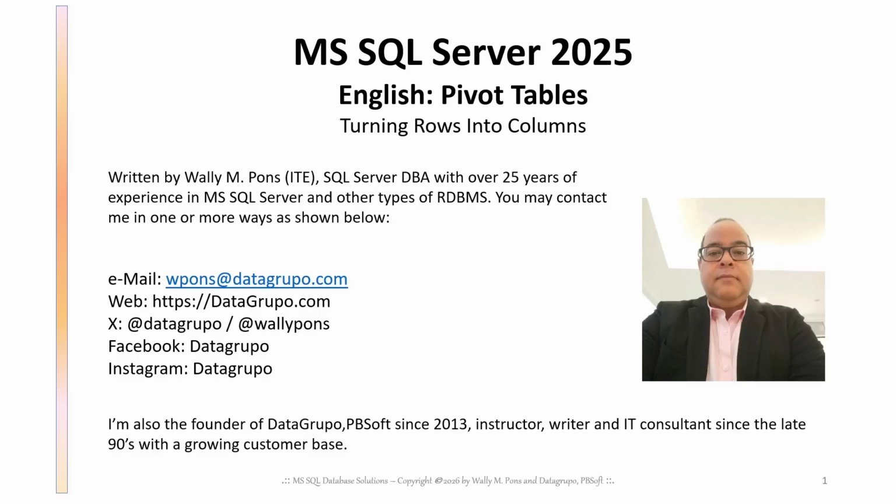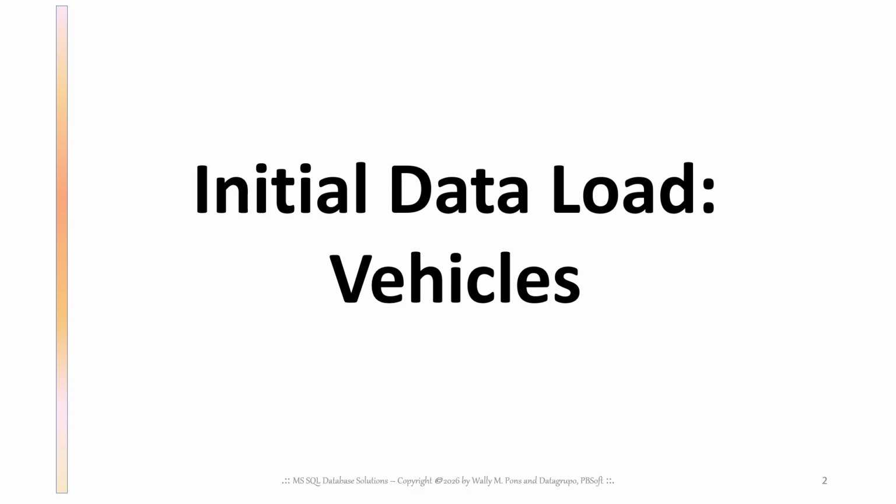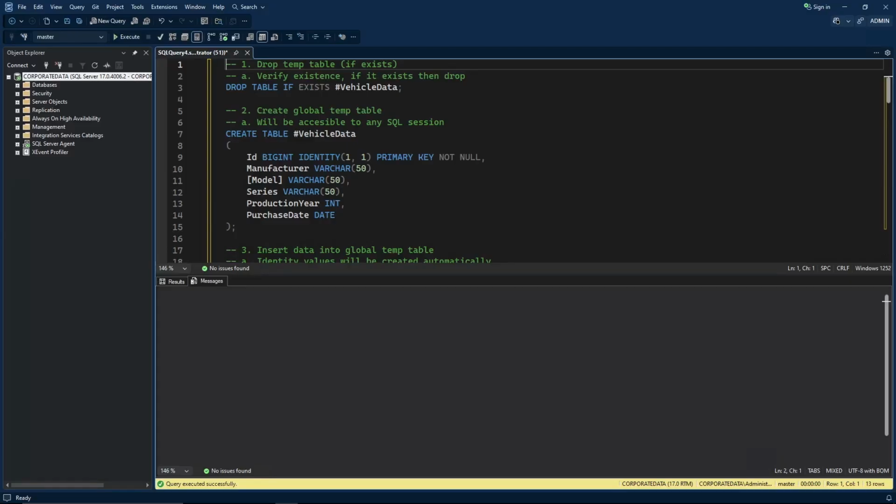In this video, we'll see a short demo regarding pivot tables, turning rows into columns. In order to properly explain pivot tables, we need to have an initial data load. In this case, we're going to have a temporary table called vehicle data, and vehicle data is going to hold information about manufacturer, model, series, production year, and purchase date.